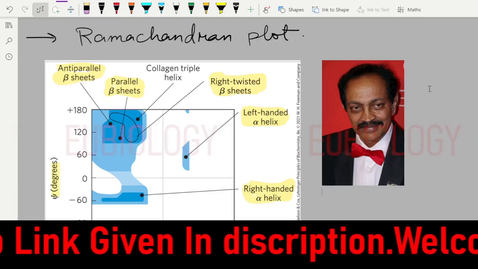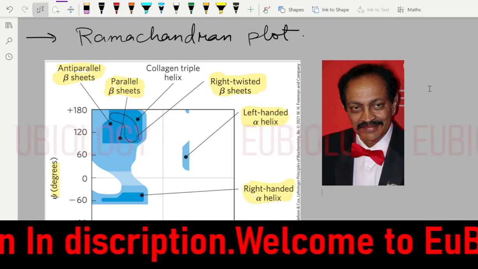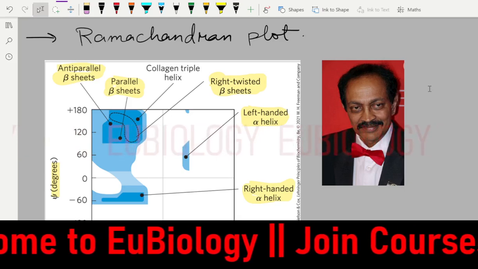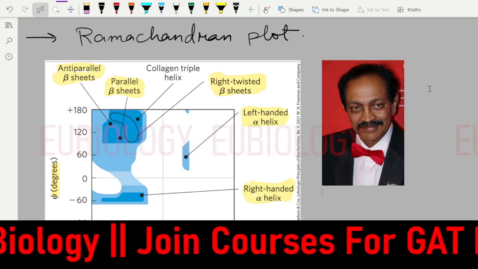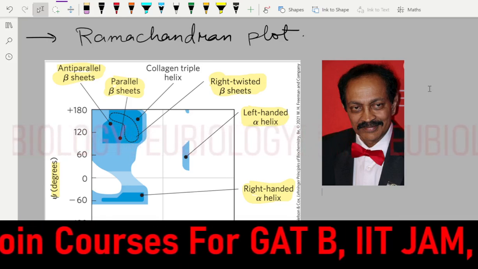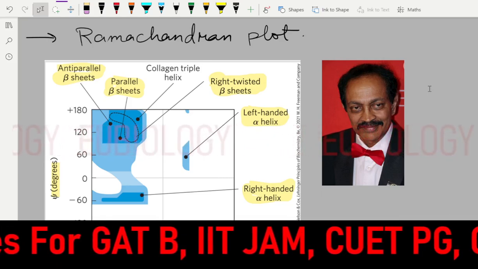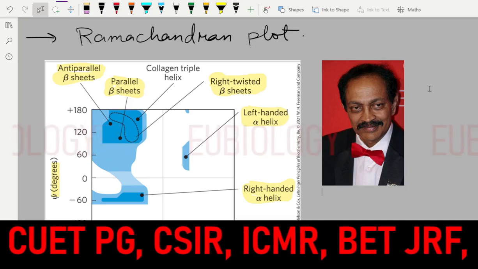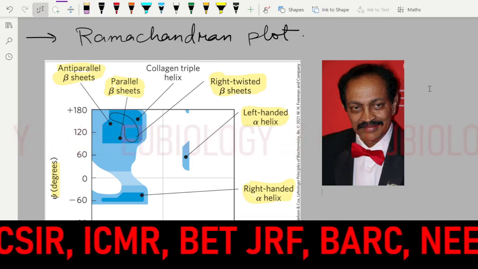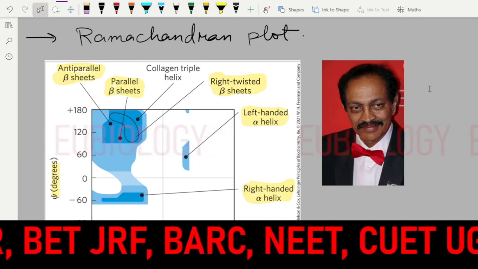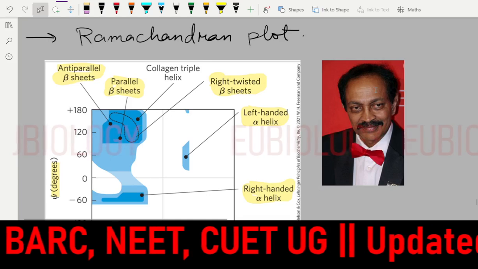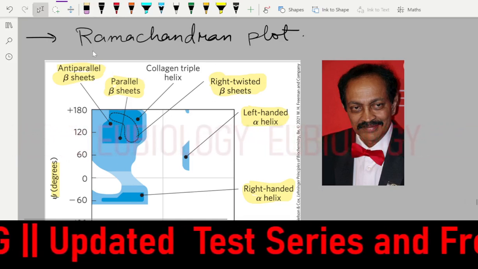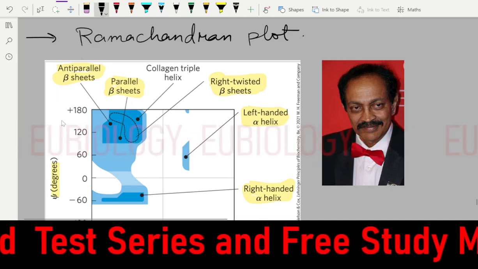Most important about this Ramachandran plot is that we know there are dihedral angles between the amino acids, and those dihedral angles will allow only restricted conformations in which the amino acid or the protein can change their R groups in different planes. So these are the restricted regions in which the following secondary structure will be found in the given angles.